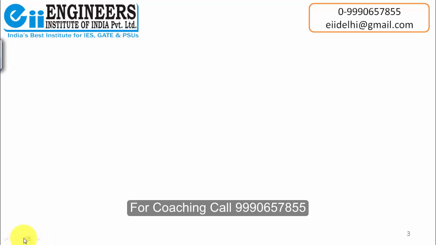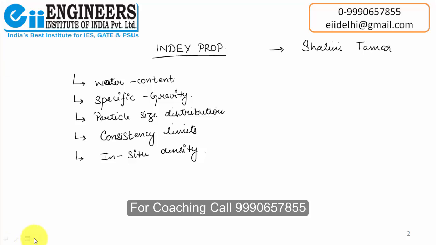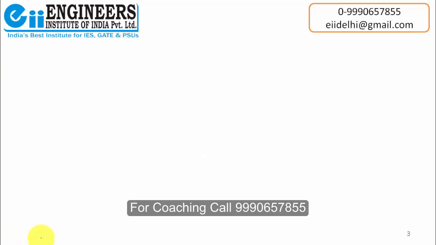Now, the first index property is water content. There are various methods to find the water content of the soil. Water content of a soil is a very important parameter that controls its behavior. It is basically the quantitative measure of wetness of soil mass. The first method is the oven drying method. This is a very simple and accurate method which is used in the laboratory.